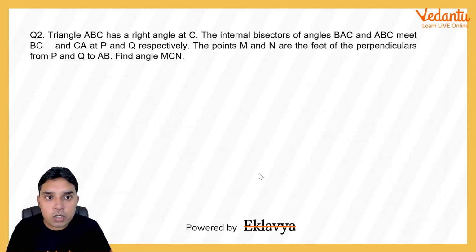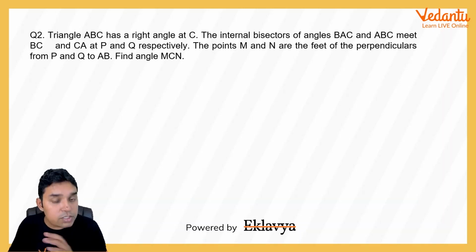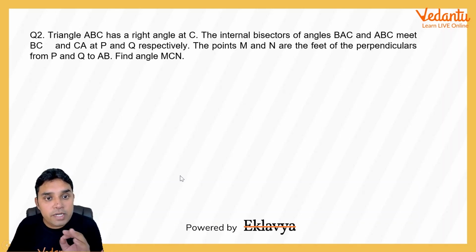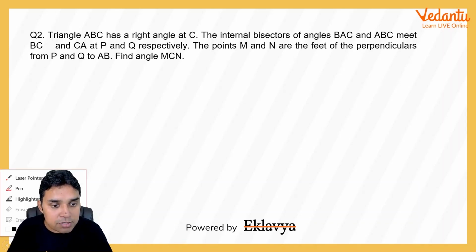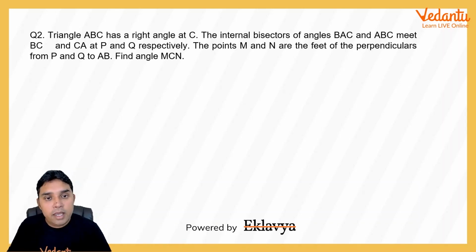Coming to question number 2, it says triangle ABC has a right angle at C. The internal bisectors of angle BAC and ABC meet BC and CA at P and Q respectively. The points M and N are the feet of perpendiculars from P and Q to AB. Then we have to find the angle MCN. To do such a question, we should first make a good diagram where all the information given can be marked, and what is asked should also be seen clearly.